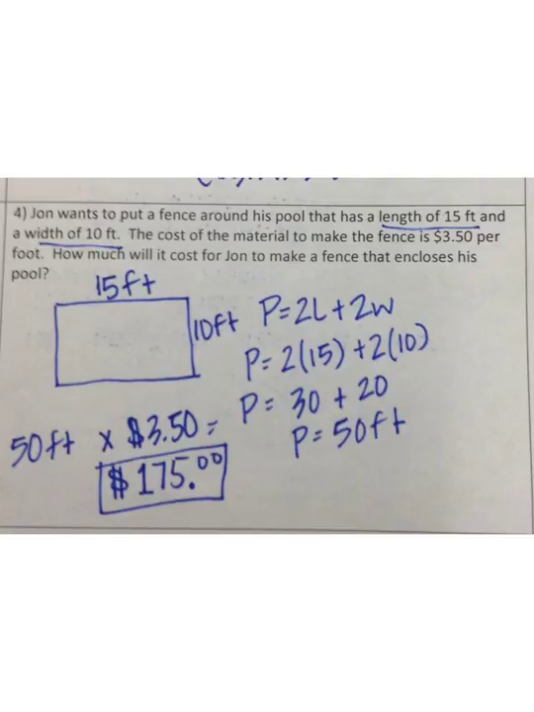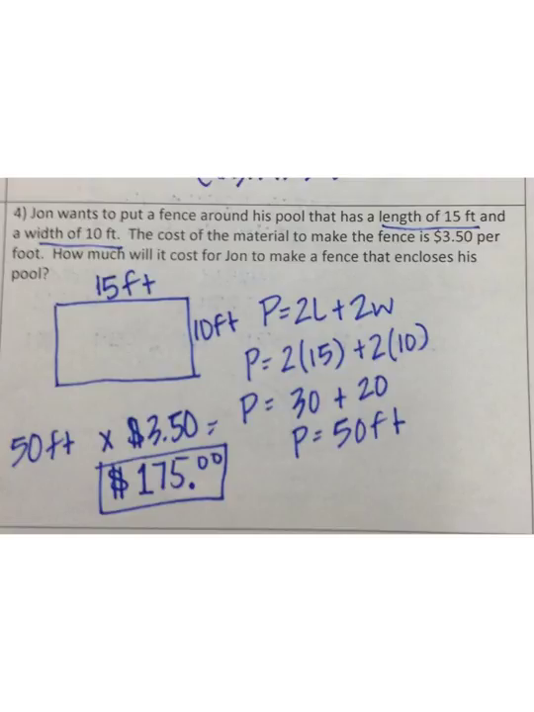Okay, so first I had to find the perimeter of the pool. Then that way I could see how many feet of material we need. So the perimeter of the pool, it's 15 by 10. So I'm doing 2 times the length plus 2 times the width, and 2 times 15 plus 2 times 10, 30 plus 20, so the perimeter is 50 feet.